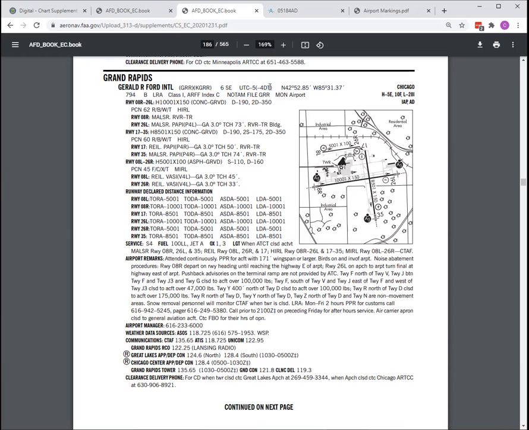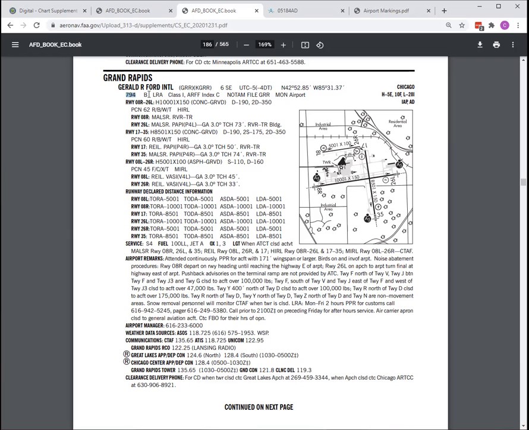Here we have the time offset. So we are 5 hours behind UTC. And then during daylight savings time, we are 4 hours behind. We have the lat long of the airport. We have the airport elevation.